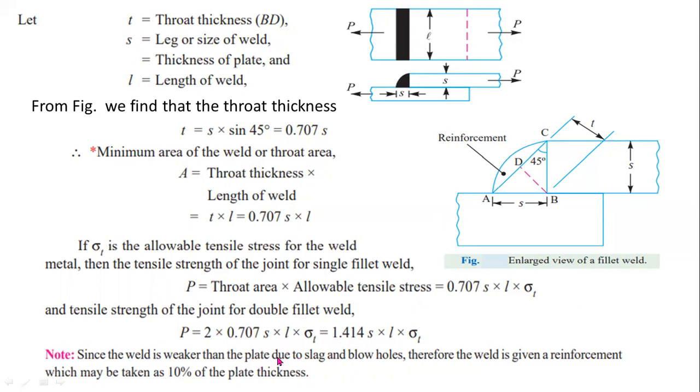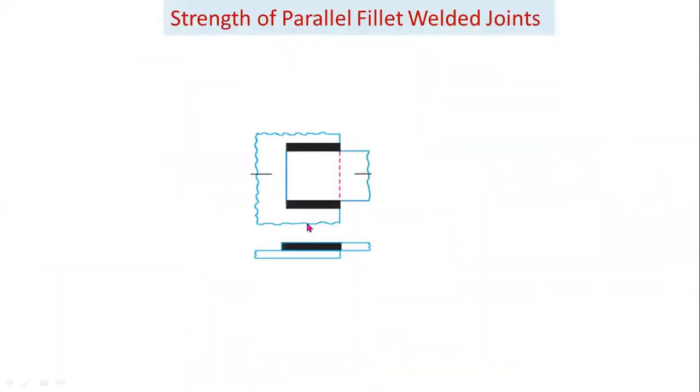Since the weld is weaker than the plate due to slag and blowholes, the weld is given a reinforcement, which may be taken as 10% of the plate thickness. Here you can observe this is the reinforcement. Now this is a double transverse fillet weld.